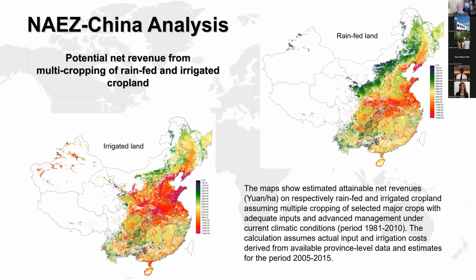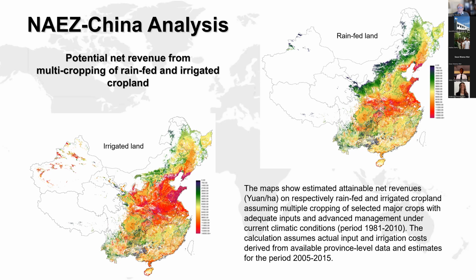So there are, of course, a number of conditions that are set here for such a calculation. It's the attainable yield of the current climate, in this case the 1981-2010 average climate. All major crops in China that AEZ can assess have been considered. And where possible and available, multi-cropping sequences have been constructed and evaluated as such.